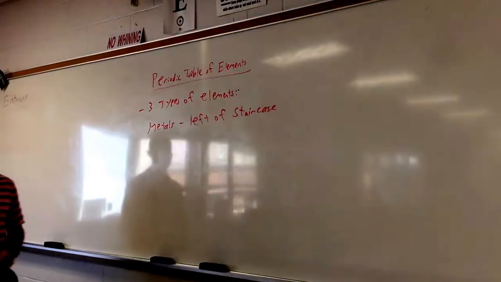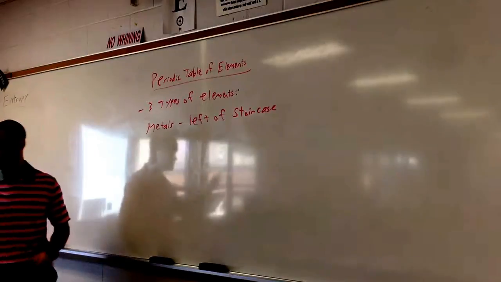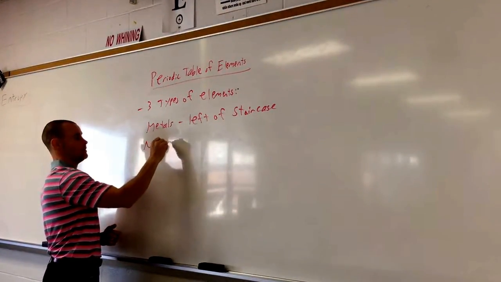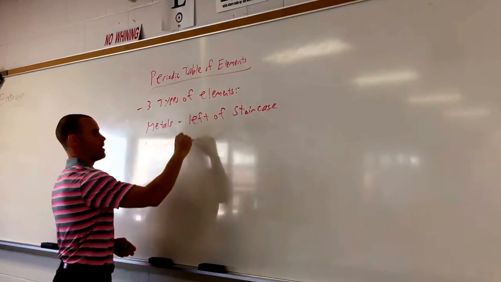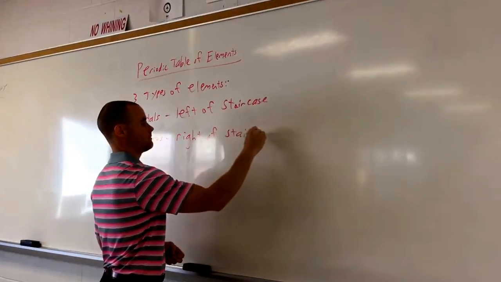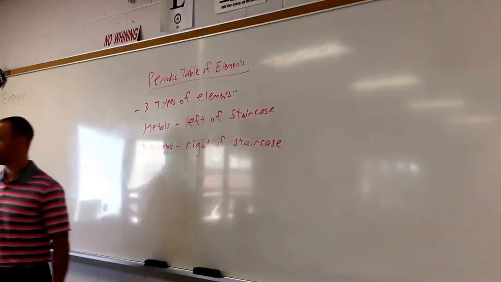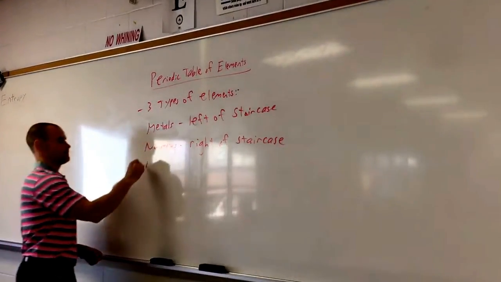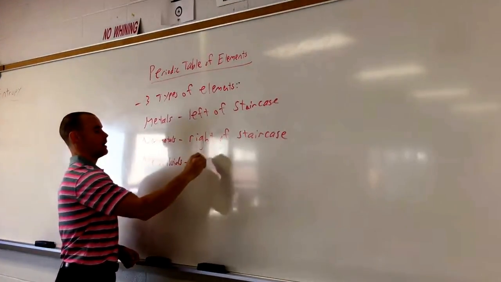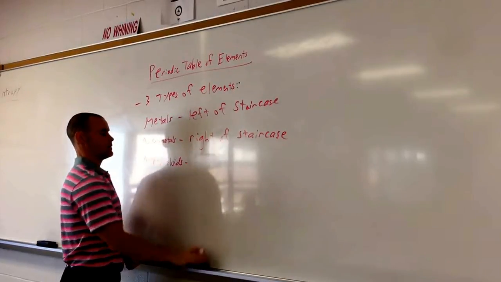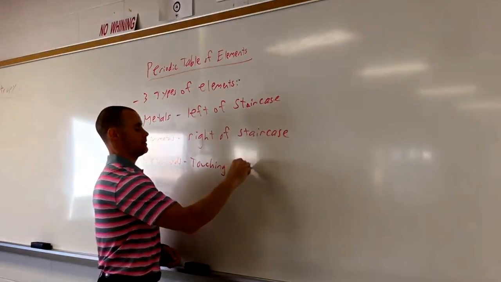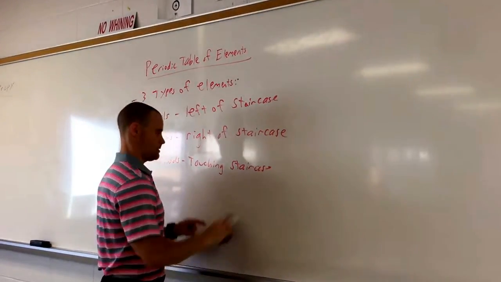I'll explain in a second. All right, what are the other types of elements? Gases. Non-metals, right. Non-metals, good. They are to the right of the staircase. And what's left? Metalloids. And they are touching the staircase.